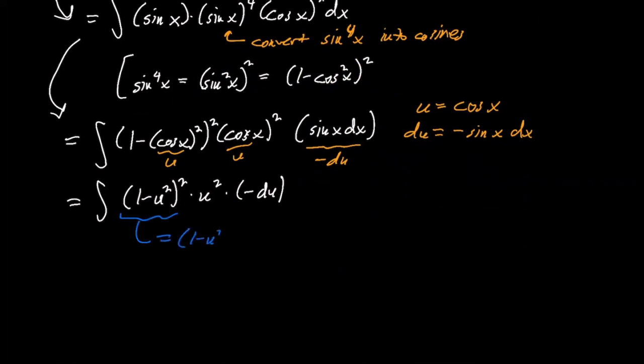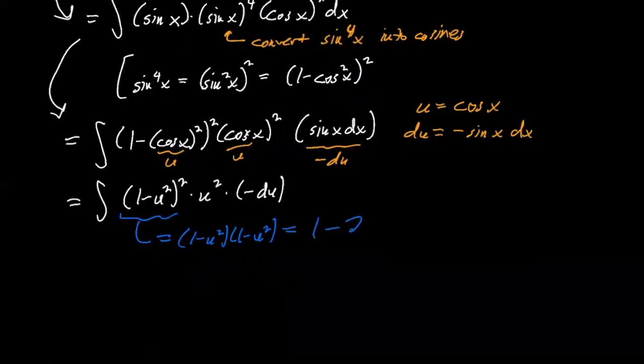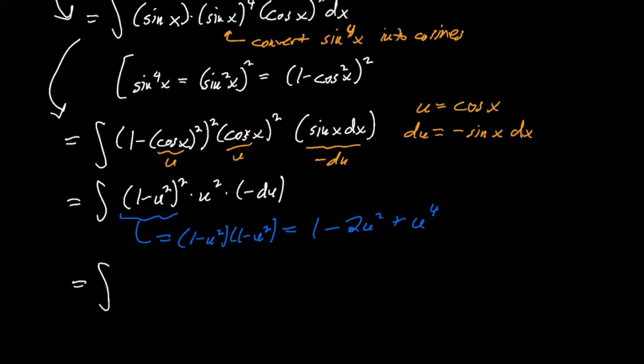This is 1 minus u squared times 1 minus u squared, which is 1 minus u squared minus u squared, so that's minus 2u squared, plus u squared times u squared, which is u to the fourth. And there's a minus sign floating around there. So this integral, we could write it as, maybe I'll pull the negative sign all the way outside. So we have (1 minus 2u squared plus u to the fourth) times u squared times du.